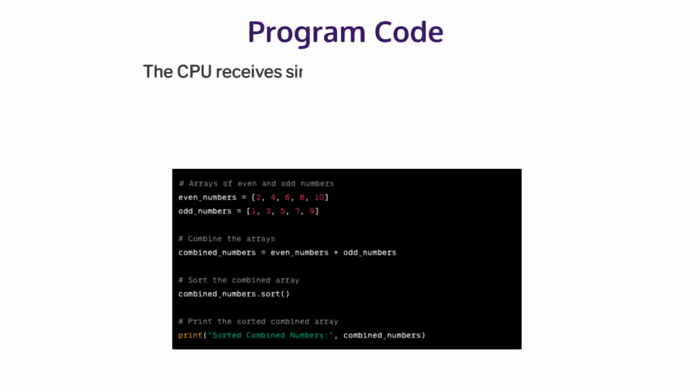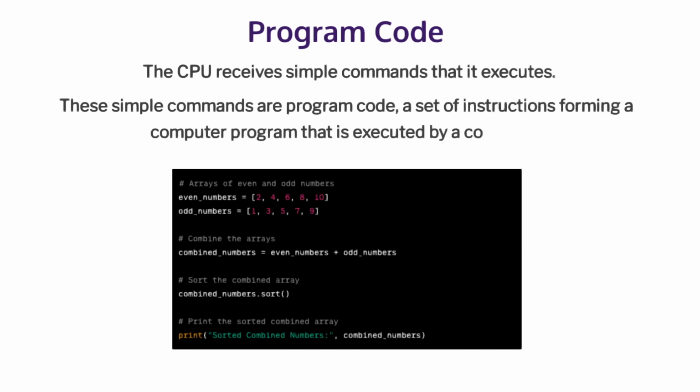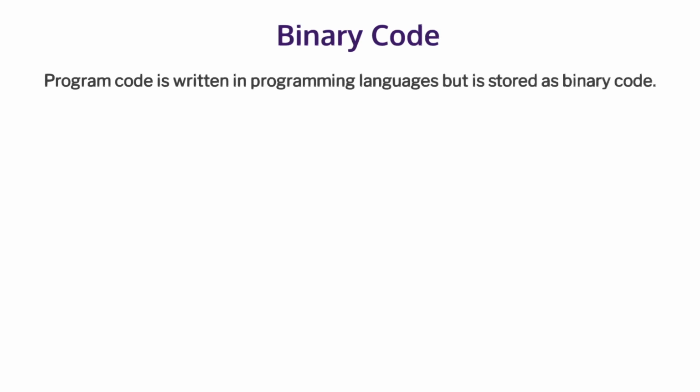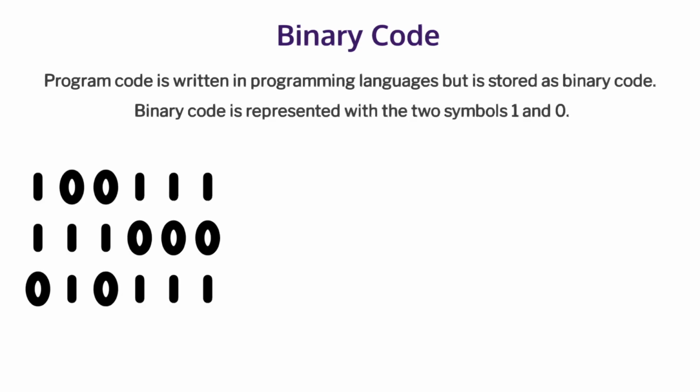The CPU receives simple commands that it executes. These simple commands are program code, a set of instructions forming a computer program that is executed by a computer. Program code is written in programming languages but is stored as binary code. Binary code is represented with the two symbols 1 and 0. These ones and zeros are referred to as bits, short for binary digits, and they are foundational to digital computing.